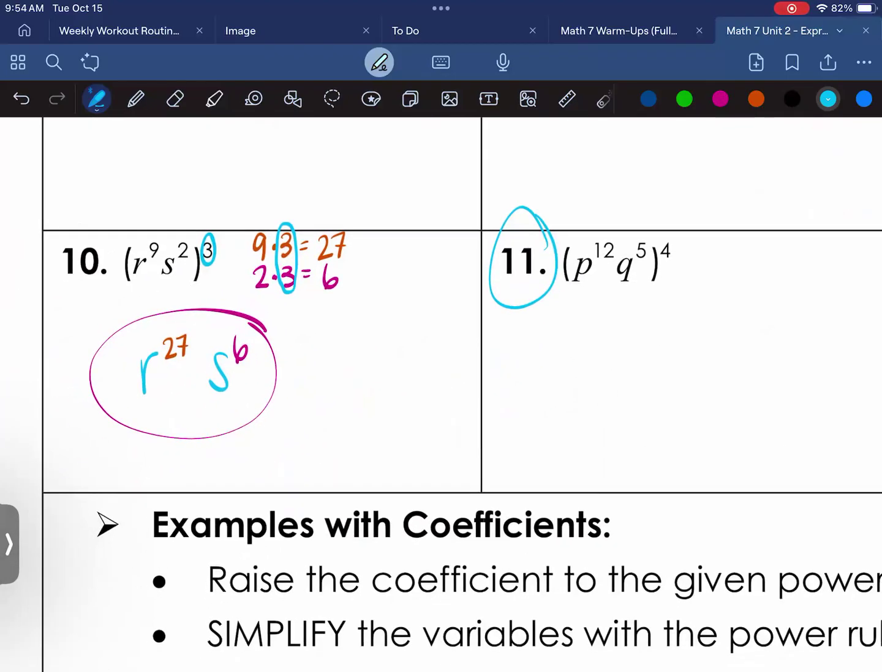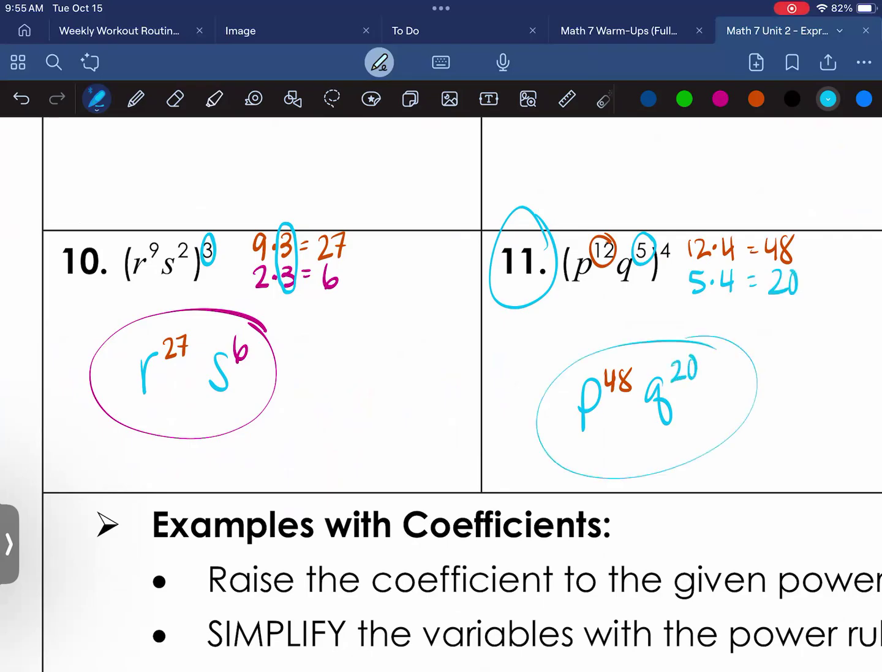Okay, if you did 11 on your own, you should have gotten that your bases stay the same, right? And then P was 12, multiply it by your outside exponent. That would get you 48. Q was 5, multiply it by your outside exponent. That should get you 20. So P to the 48th power times Q to the 20th power.